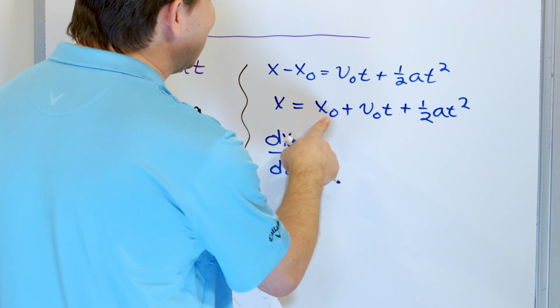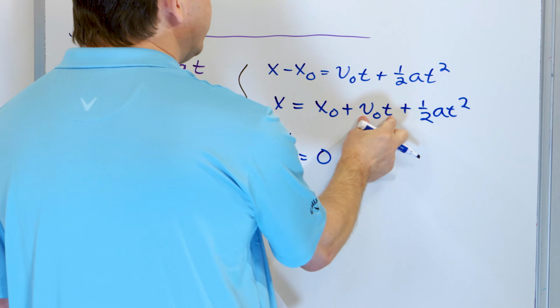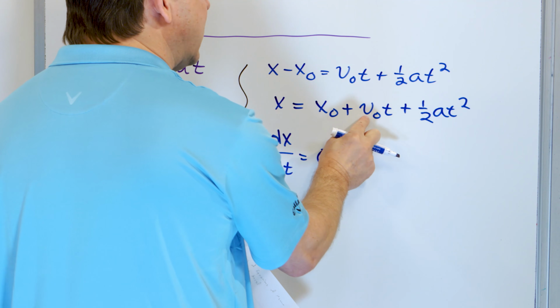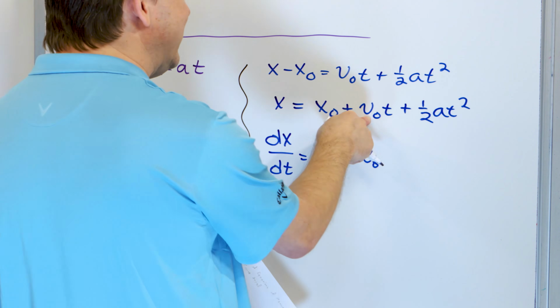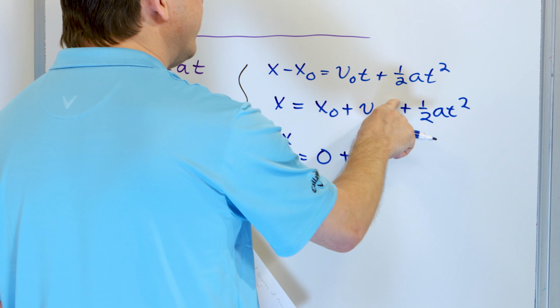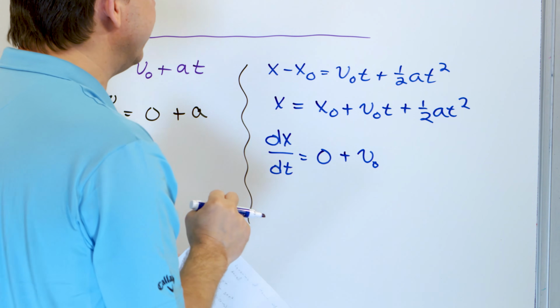What's the derivative of a constant? This is just the initial position constant. It's 0. What's the derivative of this with respect to time? This is a constant times time. So the derivative of that is just the constant that sits out in front. The time disappears. 1 times this gives me this, and then the time has a 0 exponent, so it disappears.